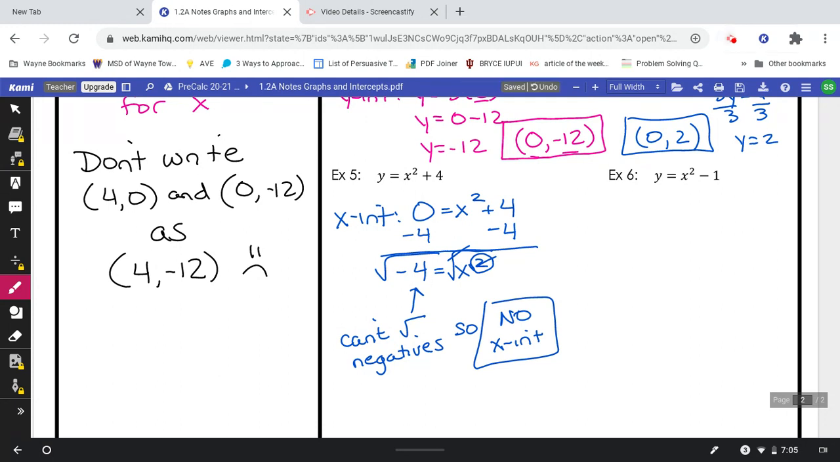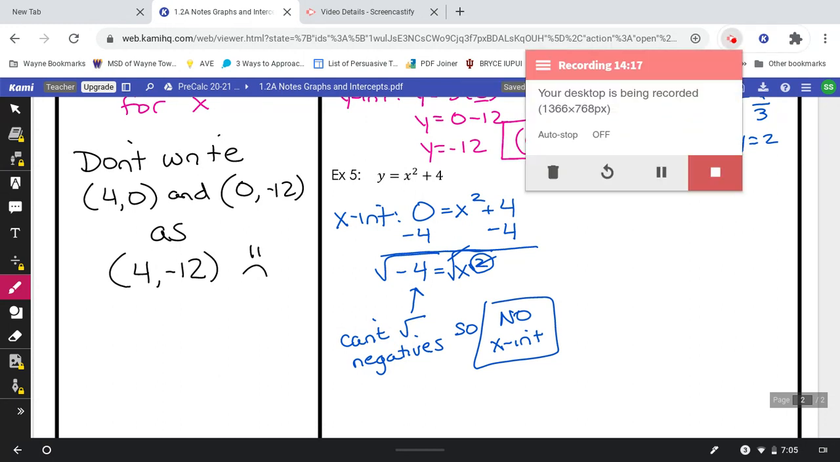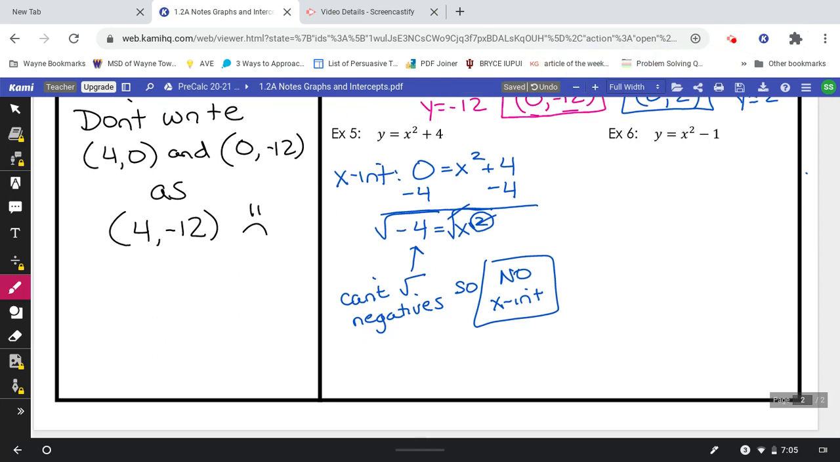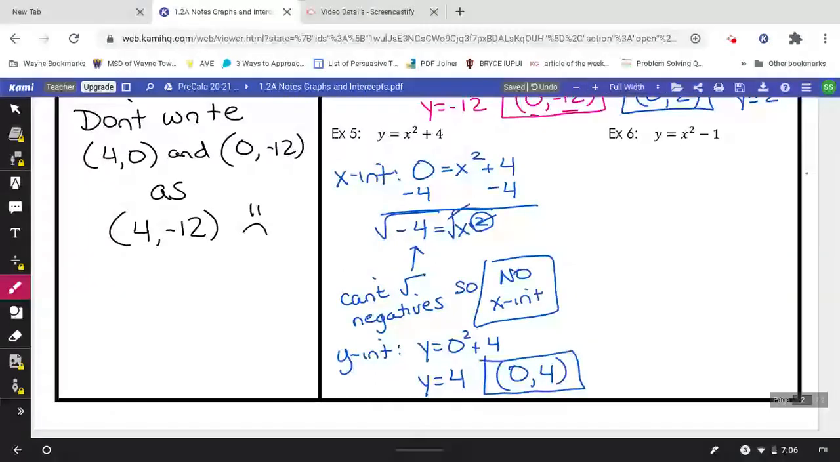Now, just because there's no x-intercept, it doesn't mean that you're done. You could still have a y-intercept. So let's take a look at the last part, your y-intercept. Plug in a 0 for the x. That one ends up being pretty simple to do. The y is already solved. 0 squared plus 4. 0 plus 4, which is just 4. So something can have one intercept and not have the other.